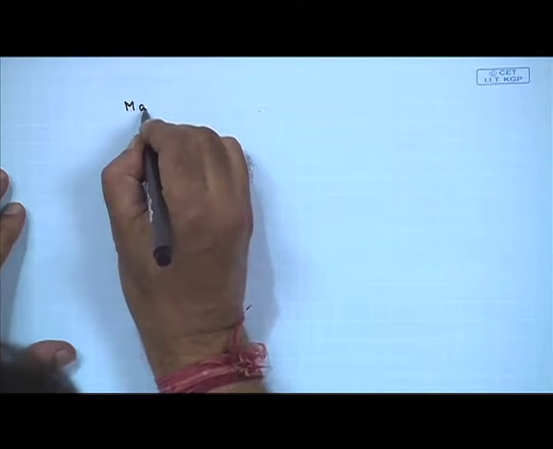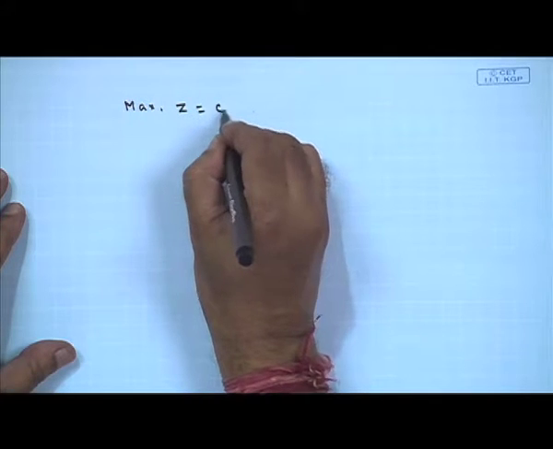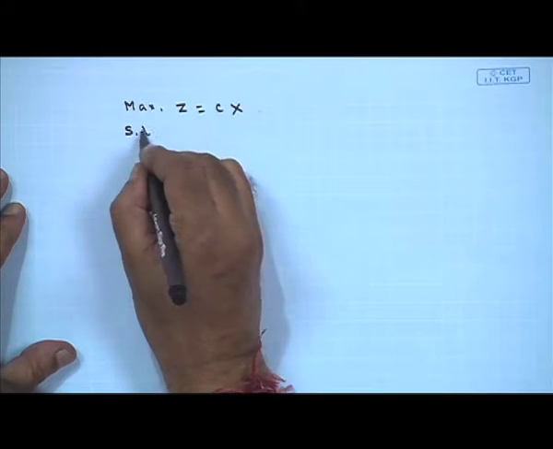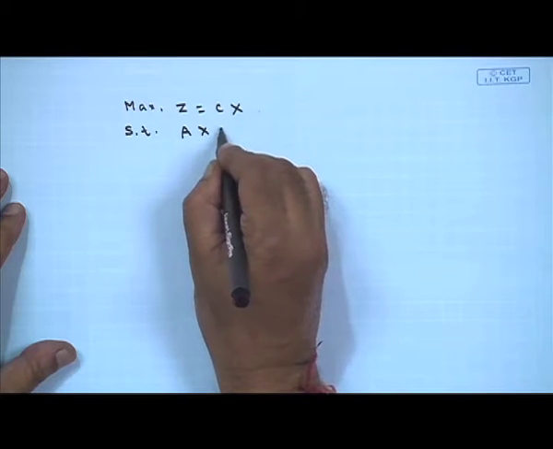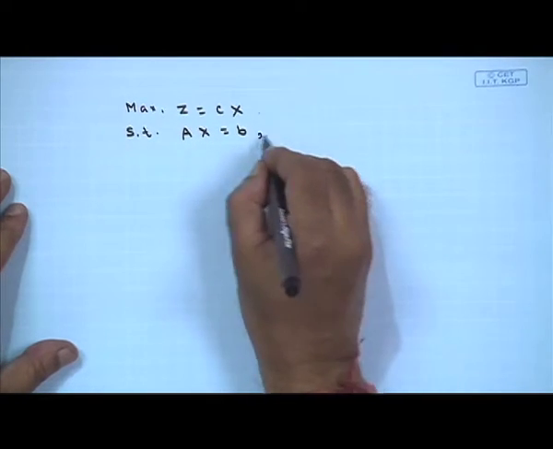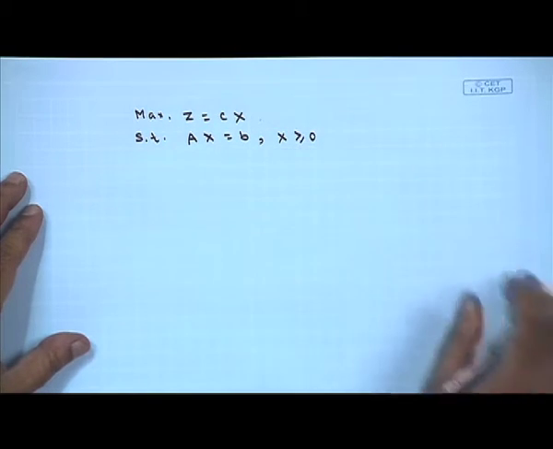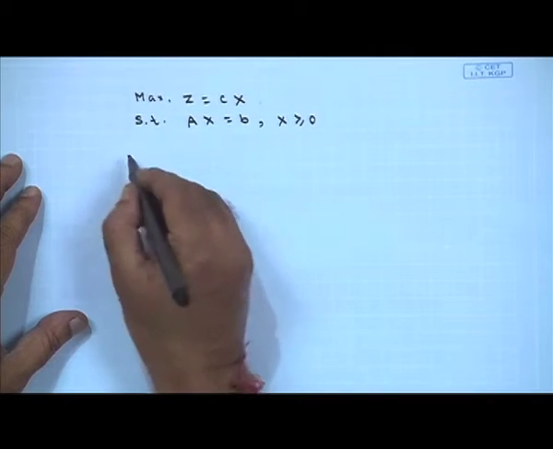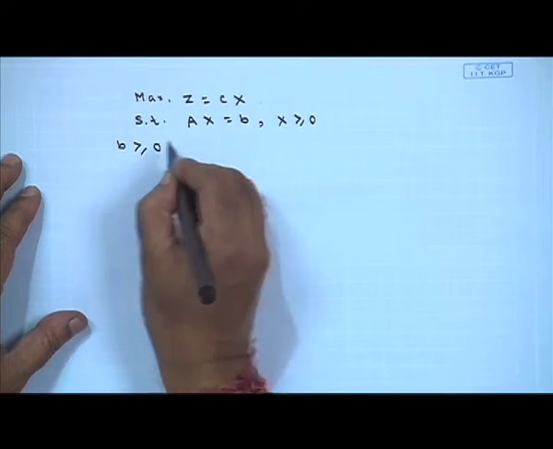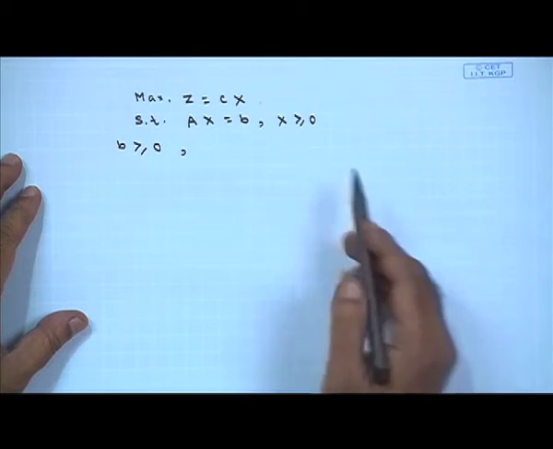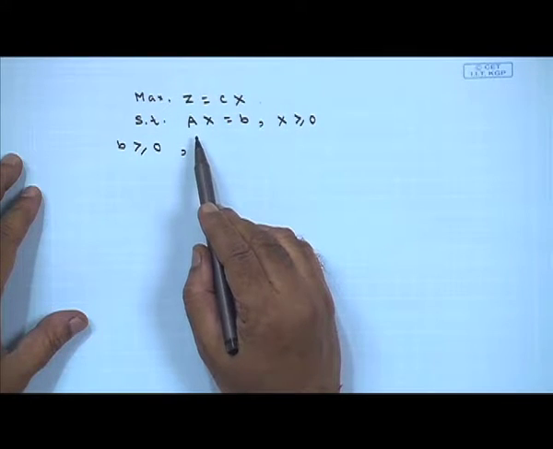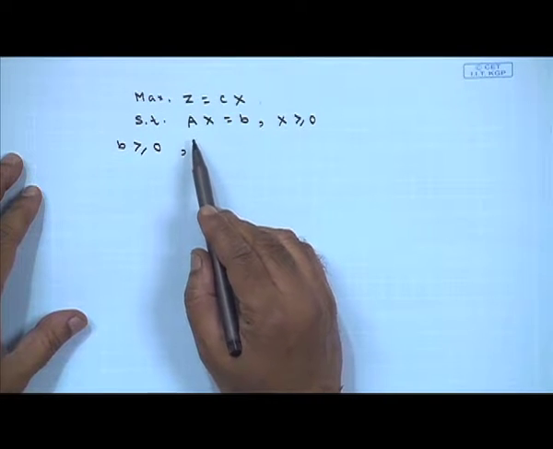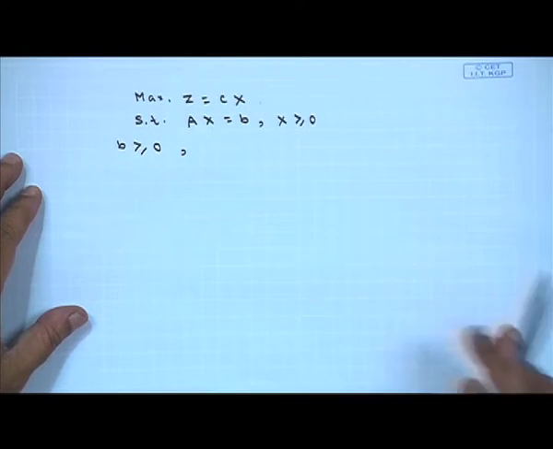For this, consider the LPP: maximize Z equals Cx, subject to Ax equals B, and the non-negativity condition, that is, x greater than or equal to 0. Let us make two assumptions. One assumption is that B is greater than or equal to 0, and the other is that A has full rank. These two assumptions we are making.